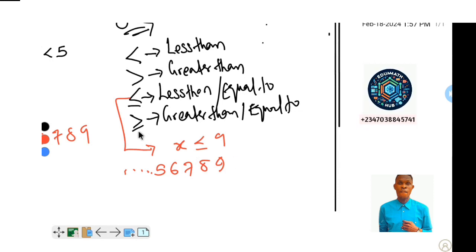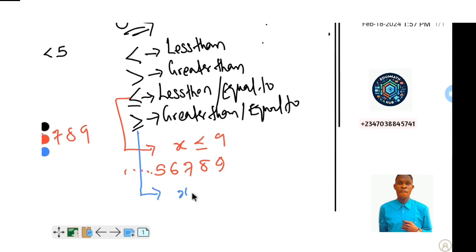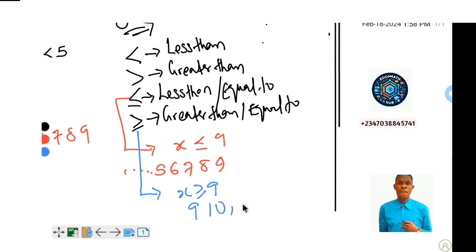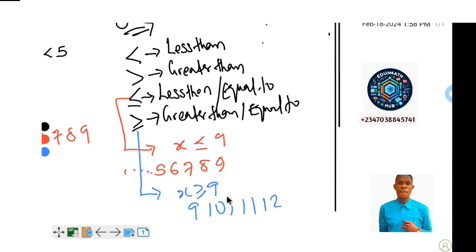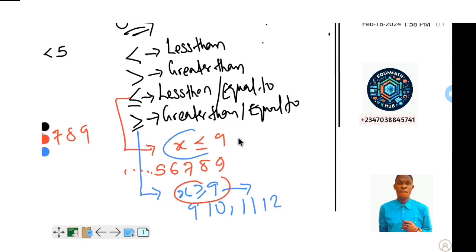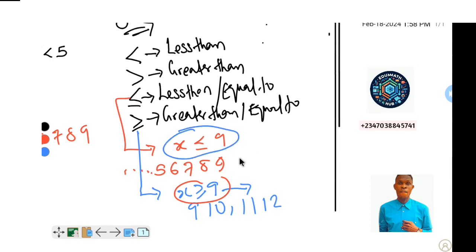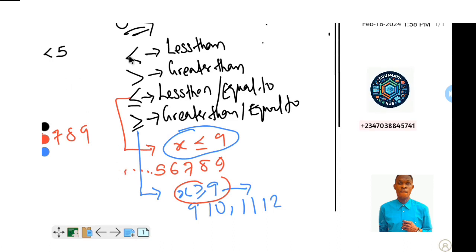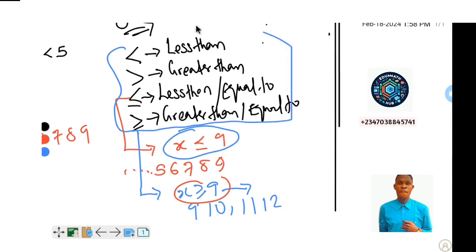But in this case, we have greater than or equal to. If x is greater than or equal to 9, x will start from 9, and it can be 10, then 11, 12, and so on. So this one means at least 9. You need 9 and above. But for x less than or equal to 9, you can just call it at most 9. That means you cannot go beyond 9. So it starts from 9 and goes down like that. So that's how you use the inequality symbols. You need to know how these symbols operate.